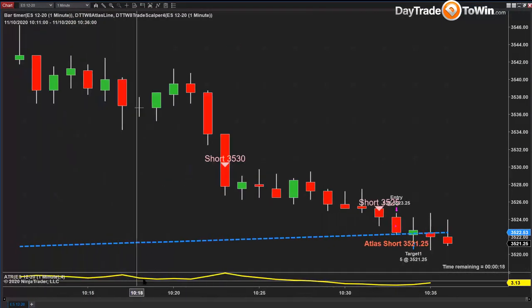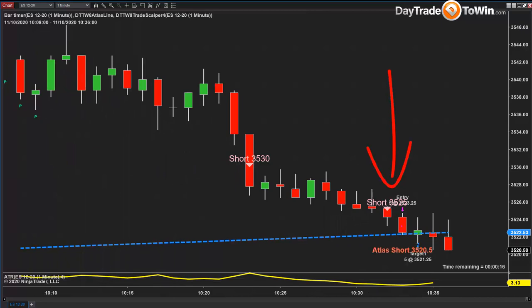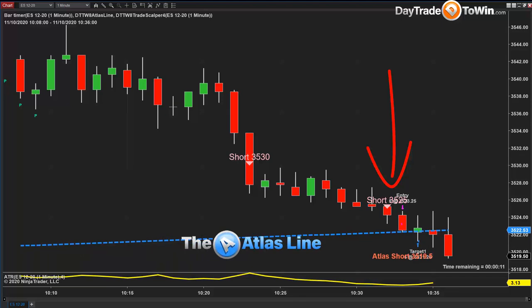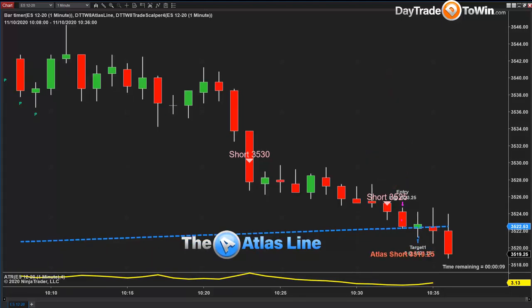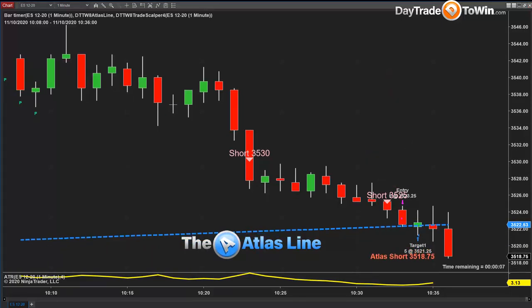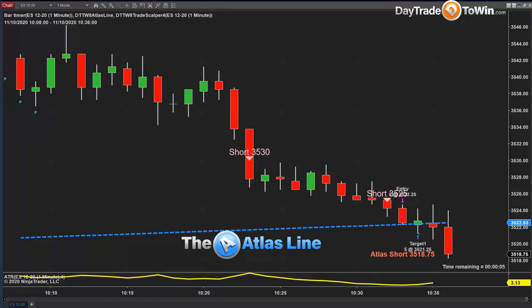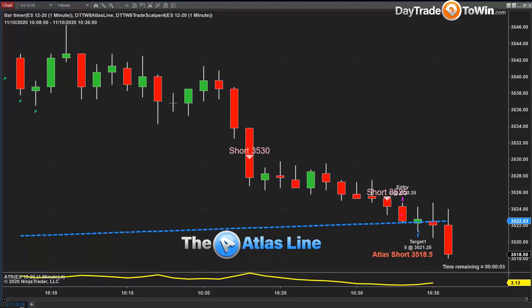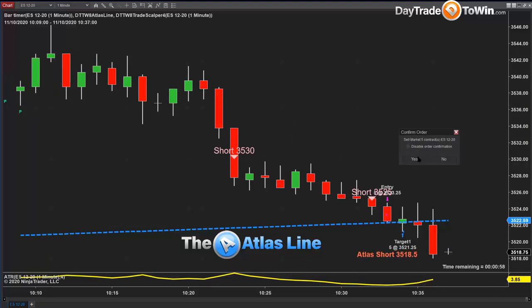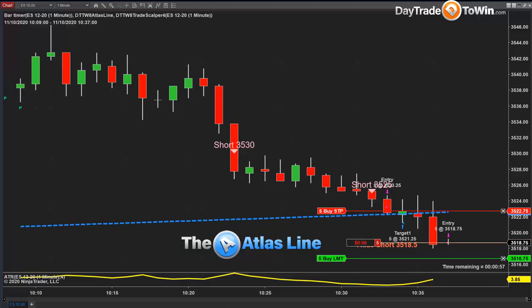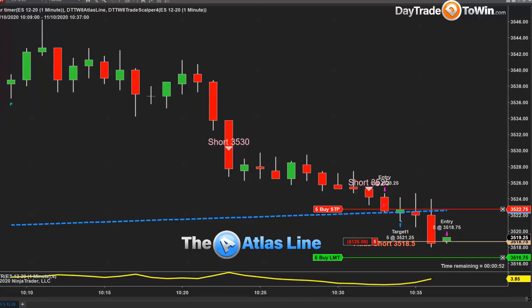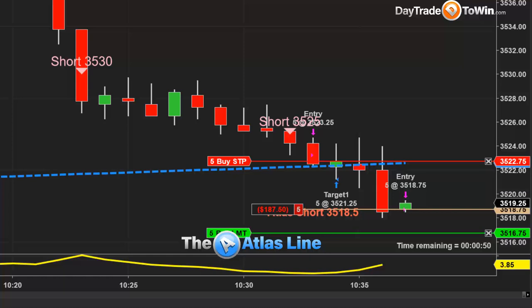I see that after that short on the Trade Scalper, there's now an Atlas line signal beginning to set up to go short. I have to wait for the candle to close. As per the rules of the Atlas line, we wait until the candle closes. Here are the rules. 2 consecutive candles closing below the Atlas line gives you the signal to go short. So I'm ready, and I'm going in with my order for 5 contracts short on this Atlas line trade. Now remember, the same rules apply.